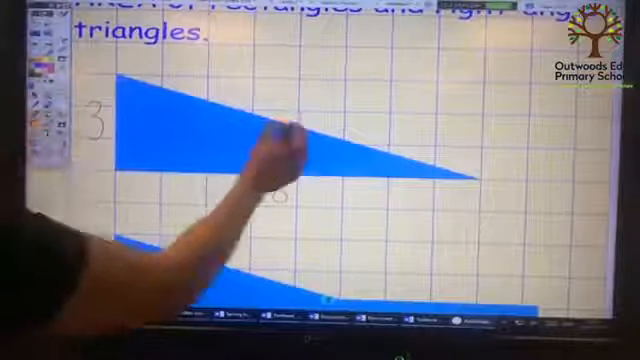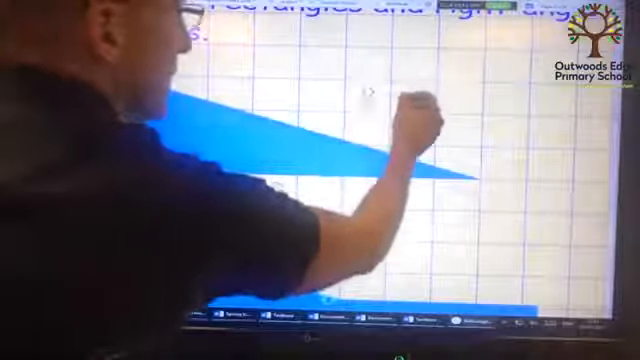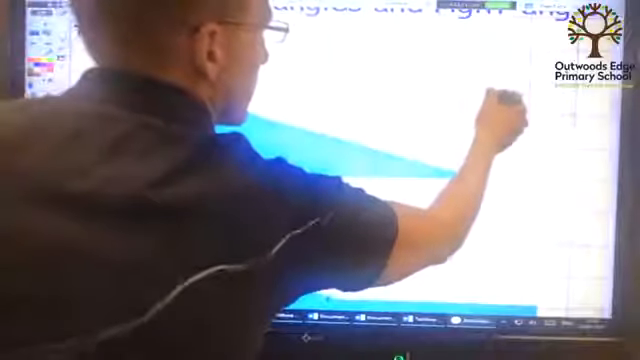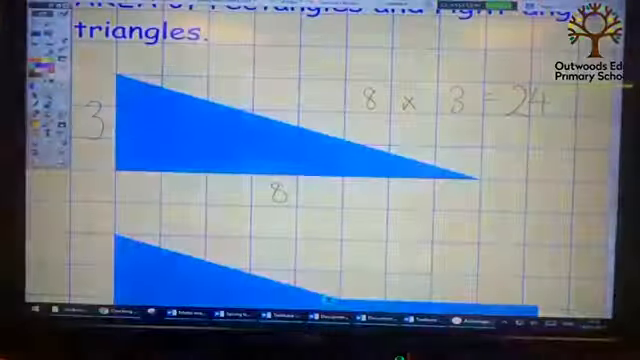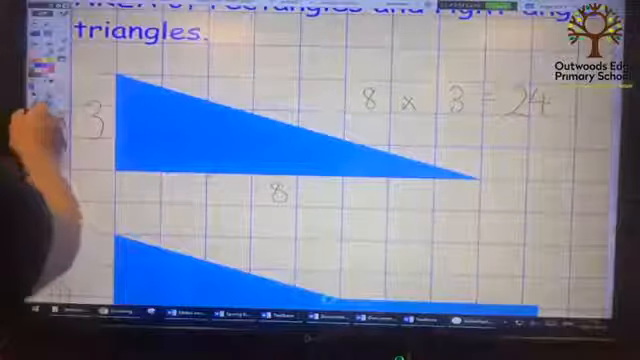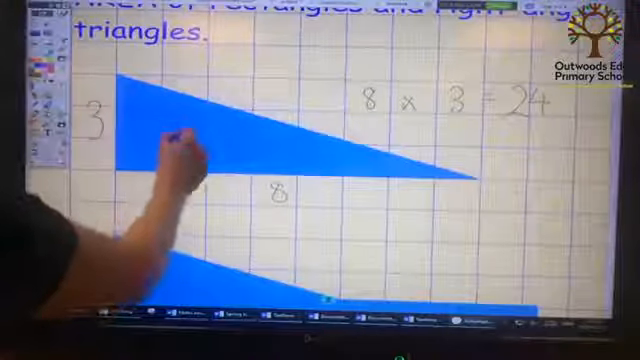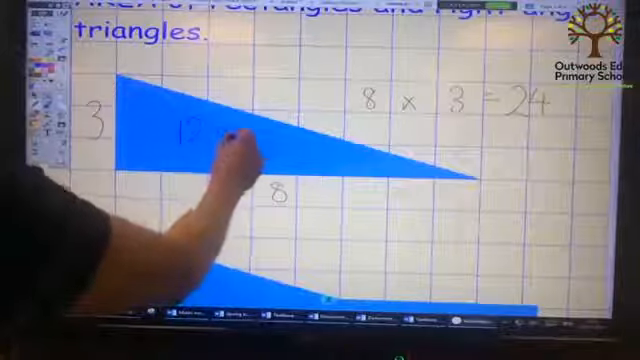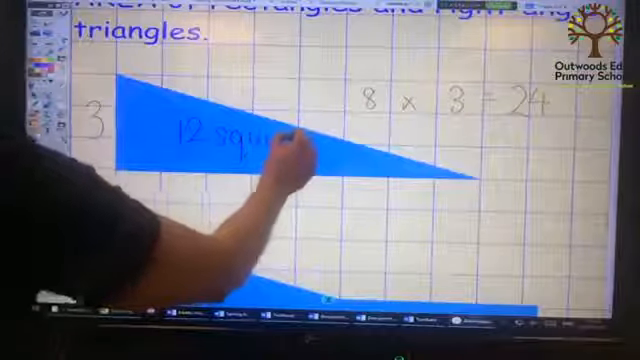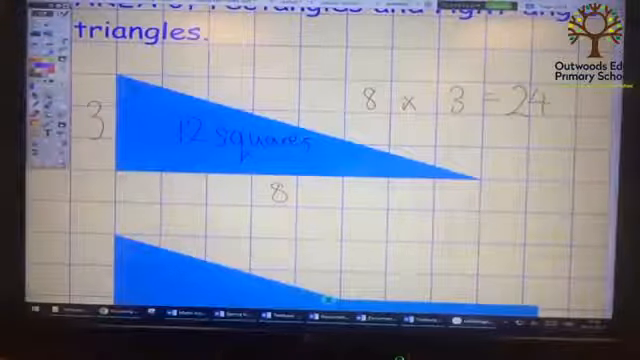So the answer to this one would be 8 times 3, which is 24 squares, and then I divide that 24 by 2. So the area for this particular rectangle is 12 squares. Sorry, the area for this right angled triangle is 12 squares.